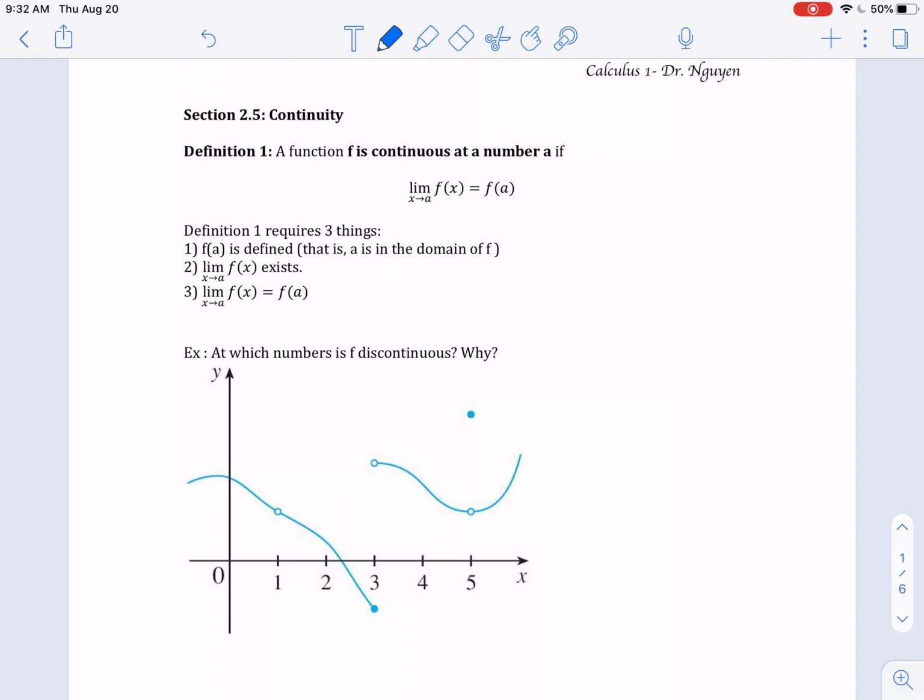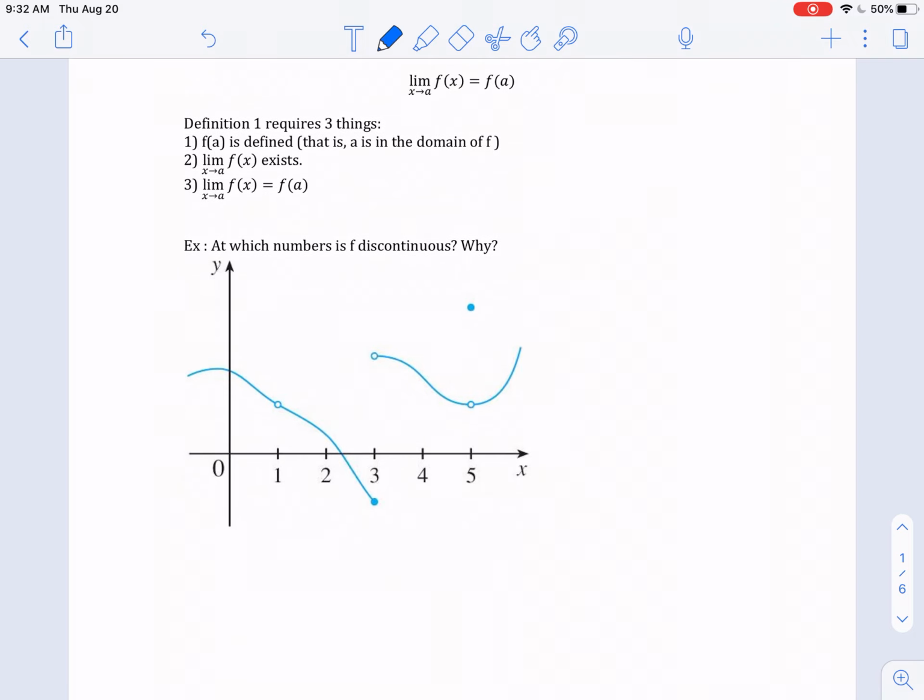First, f of a has to be defined. Then we need to have the limit, and the limit of f of x as x approaches a has to be equal to f of a. So let's take a look at the first example. At which numbers is f discontinuous?